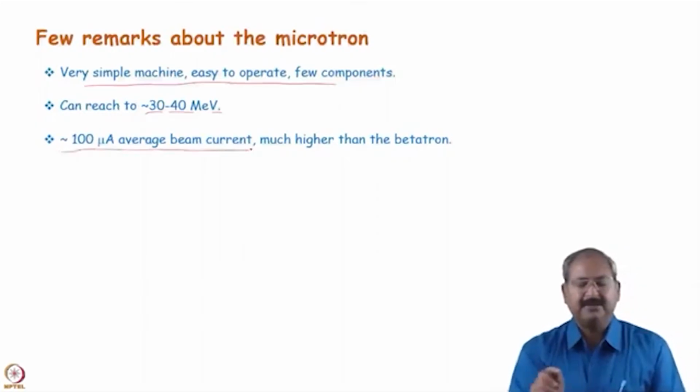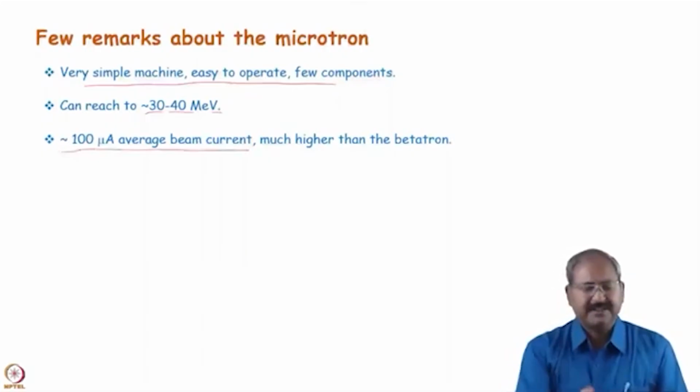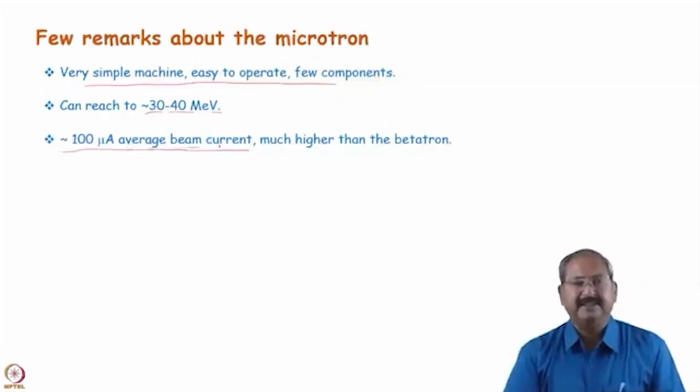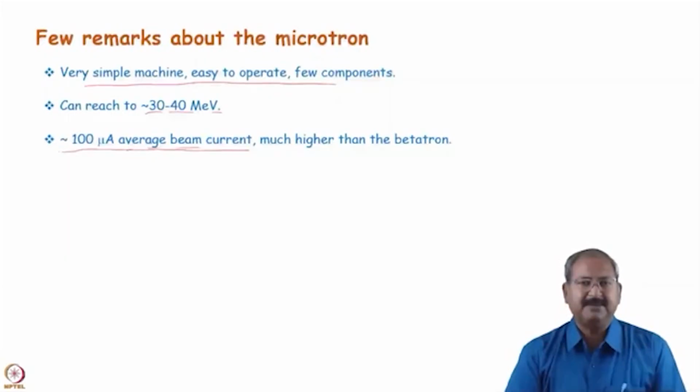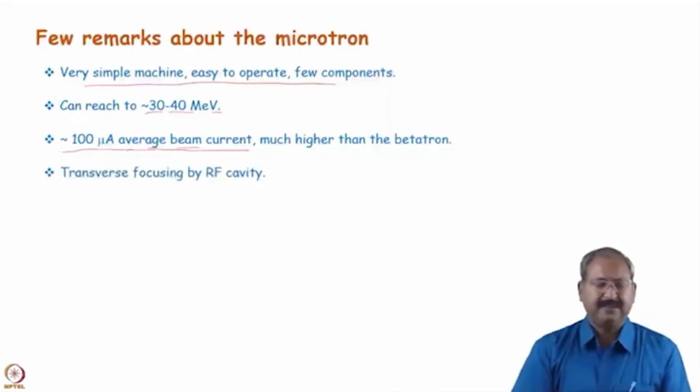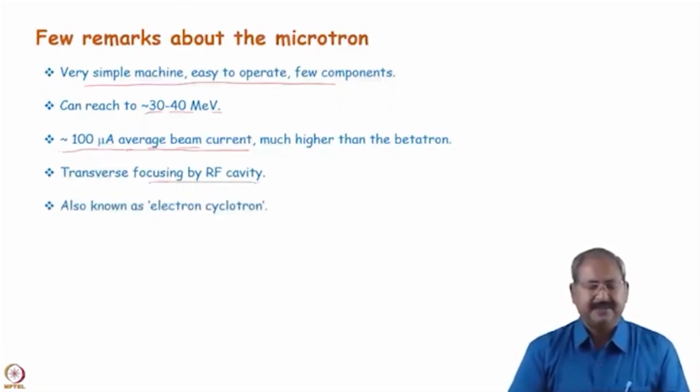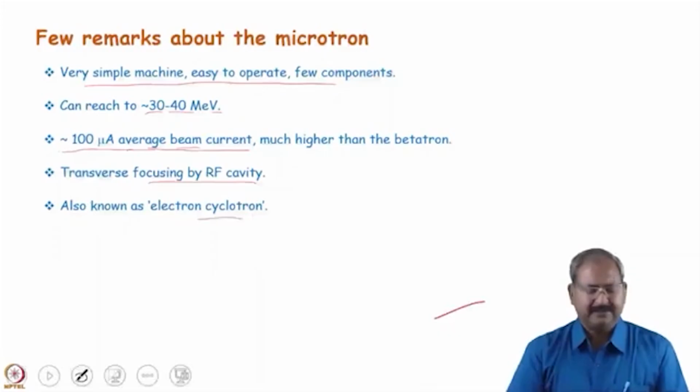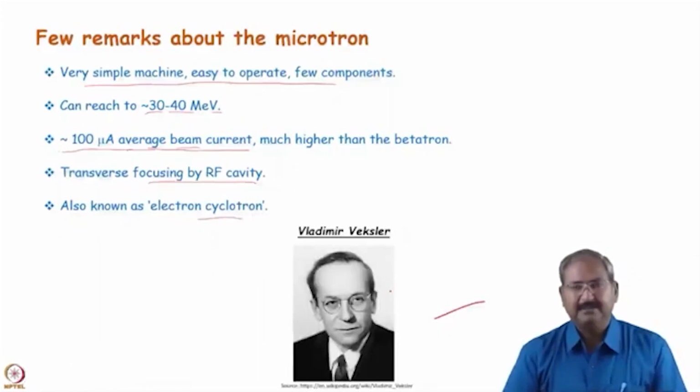A beam current of 100 microamperes can be achieved easily. This current is much higher than we can obtain from the betatron. That's why the betatron became obsolete, and in place of the betatron, we now have the microtron as the electron accelerator. That is, the microtron is a compact accelerator for electron acceleration. Now transverse focusing is done by the RF cavity also. The microtron is also known as the electron cyclotron. Vladimir Veksler, who gave the phase focusing principle, also gave the idea of the microtron.